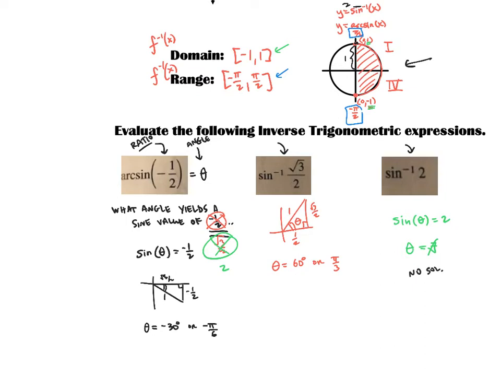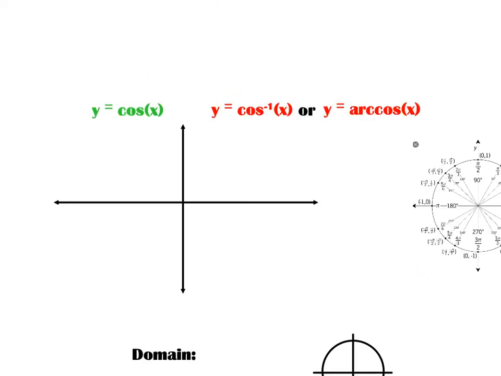All right, let's move on to inverse cosine. Okay, so here we are with cosine. Let's go ahead and graph cosine. We're going to go up to positive 1, down to negative 1. Let's graph a period on each side of the y-axis.